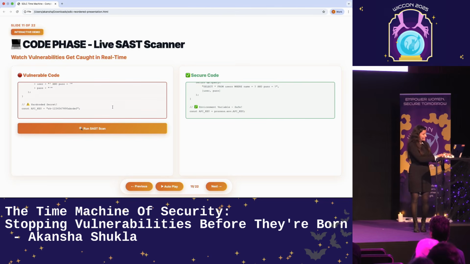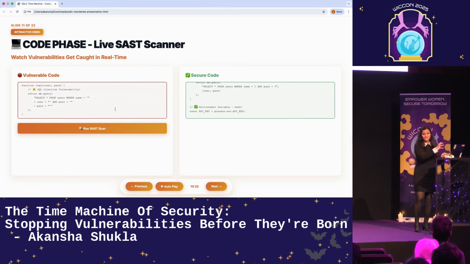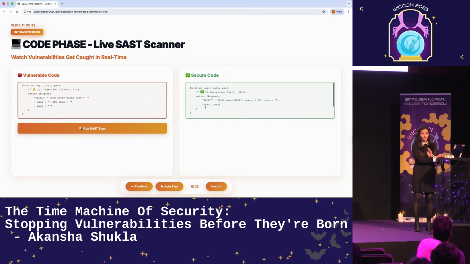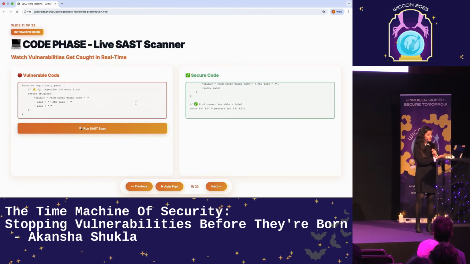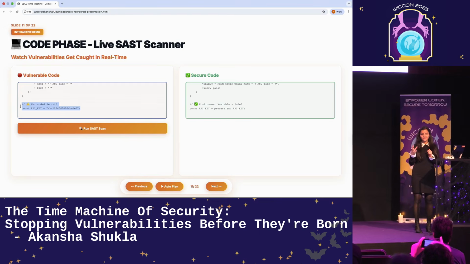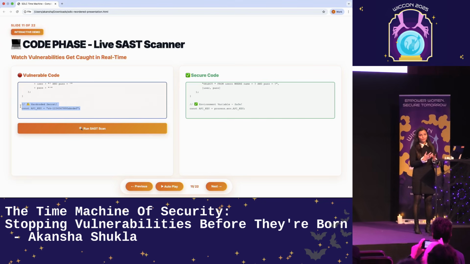Suppose one of the developers wrote this code as vulnerable code, and you already know what the secure code could be here. And you know what kind of things you need to protect your application. As I mentioned, for SQL injection, you need prepared statements and parameterized queries, and you can't just use API keys or hard-coded secrets in the code. Suppose by mistake someone does that, what will happen?